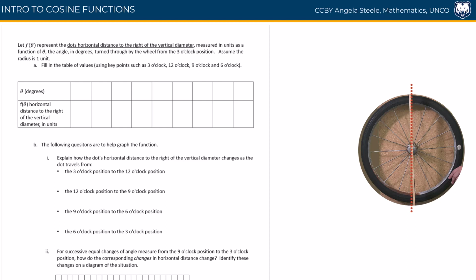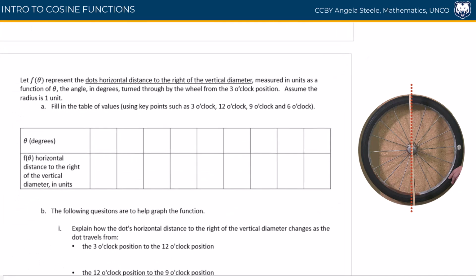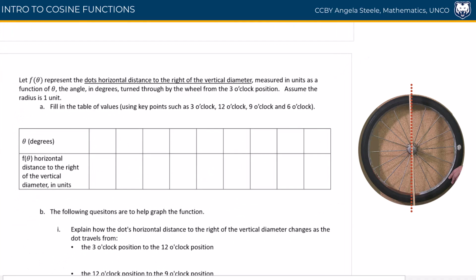Okay, so let's go ahead and we will start with our table. And the degrees have not changed, and nor do the key points that we're looking at. So we can just go ahead and quickly fill in this table. So we're at 0, 90, 180, 270, 360, etc., all the way around.